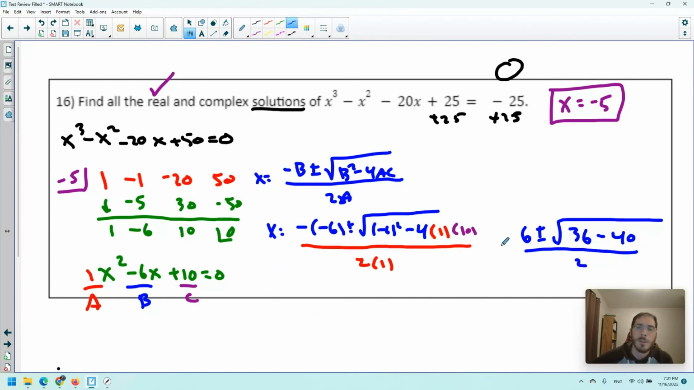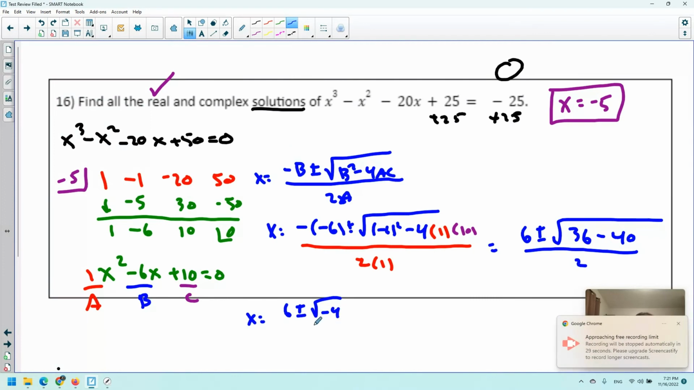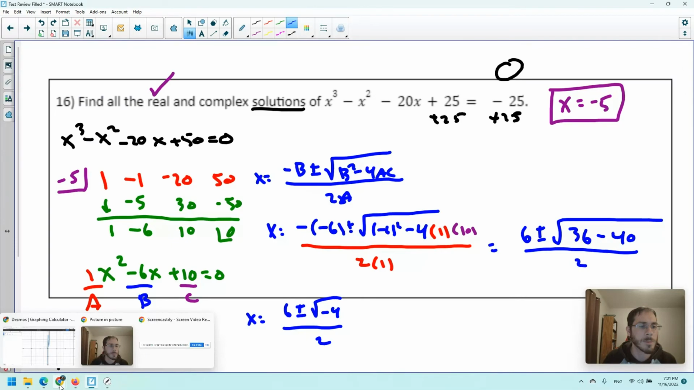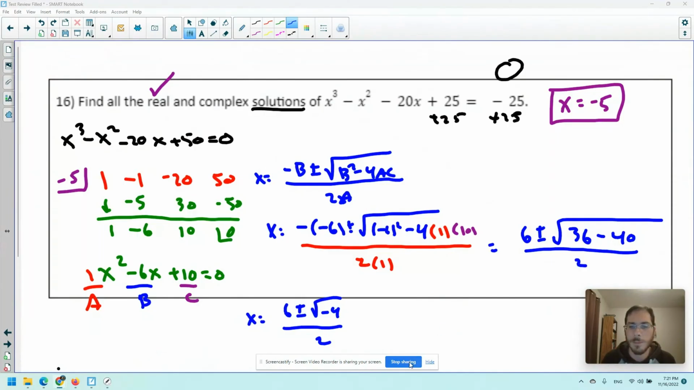So that's going to give us 6 plus or minus the square root of -4 over 2. All right, and so yell at me. We'll pause right here, and we'll pick it back up. All right, immediately picking it back up.